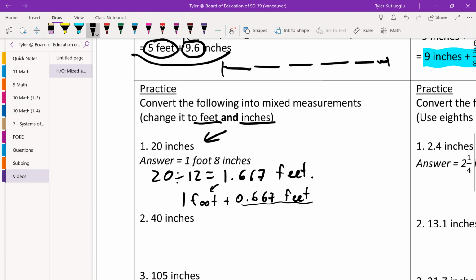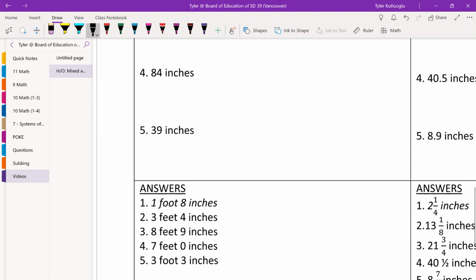And then to convert this into inches, I have to multiply by 12 using my chart. So when I multiply that by 12, I get 8. Or depending if you round it, you get something very close to 8 inches. So when we look at the answer, we got 1 foot and 8 inches, which is what the answer was right there.